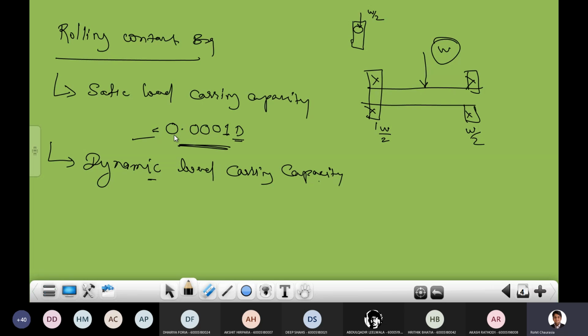Means static load carrying capacity. Yes, anyone is having any doubt regarding this one? स्टैटिक मतलब ये खड़ा है, उसके ऊपर लोड डालो और डिफॉर्म नहीं होना चाहिए, यदि डिफॉर्म भी हुआ तो इससे ज्यादा डिफॉर्म नहीं होना चाहिए.